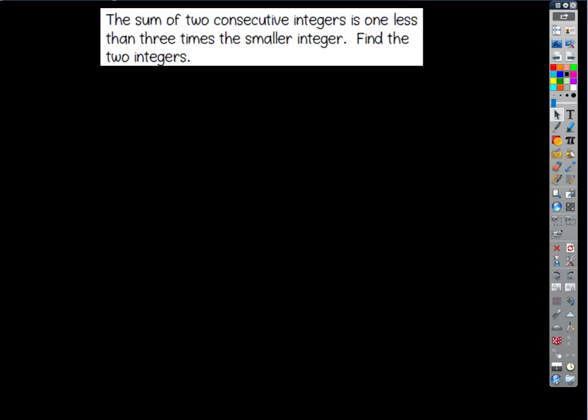Word problem. It's a little different than the ones we looked at last week. First of all, we have to be able to interpret this. It says the sum of two consecutive integers is 1 less than 3 times the smaller integer. Find the two integers. So there are some words here that we have to understand before we can really go anywhere with this.